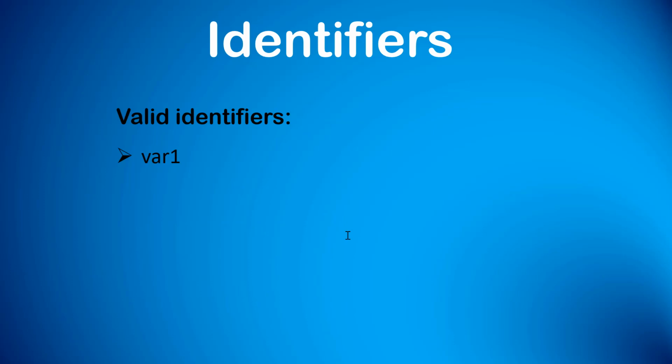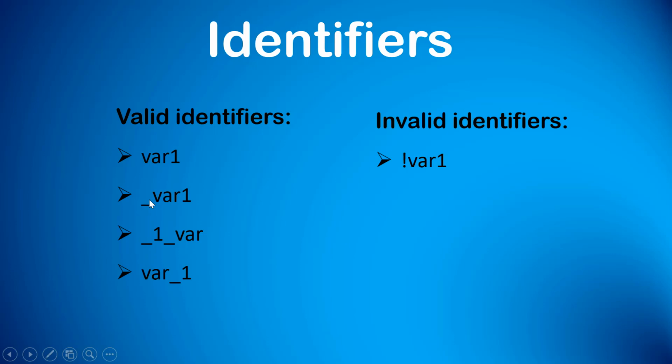Here I have shown some valid identifiers. You can see that I have started with var underscore 1, var underscore 1. These are valid identifiers, as you can see on the screen. And here we have some invalid identifiers. We have used an exclamation mark, which is invalid, because you cannot use a special character in identifiers other than underscore. In this second example, I have used 1 at the start of the identifier, so that is also invalid. So here are some invalid identifiers you can see.